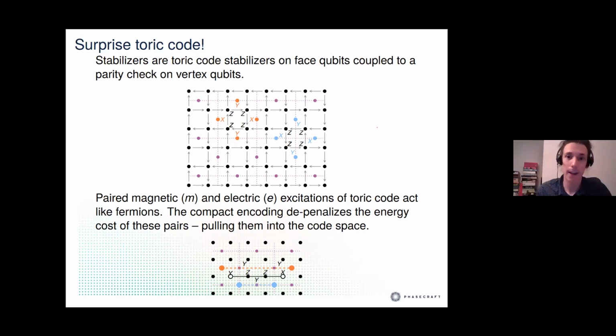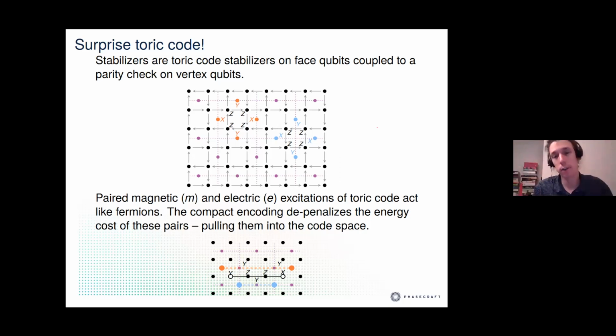And if you pair these magnetic and electric excitations up, then they begin to act like fermions, okay? And if you look at the way that an edge operator looks from this toric code picture, what you see are these paired magnetic and electric excitations. Namely, if I take a product of edge operators, which corresponds to the creation of a pair of Majoranas, and I just look at what the impact of that operation would be on the toric code stabilizers, not the compact encoding stabilizers, then what I would see is syndromes that look like paired electric and magnetic particles. So there's a sense in which this code is pulling these paired electric magnetic particles into the code space.